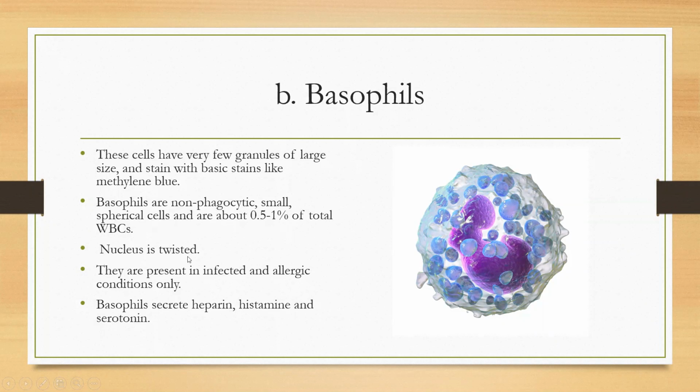How is the nucleus? The nucleus is twisted. You can see this is the nucleus in purple color, and it is twisted. They are present in infected and allergic conditions only. When are basophils present? They are present during infected and allergic conditions.